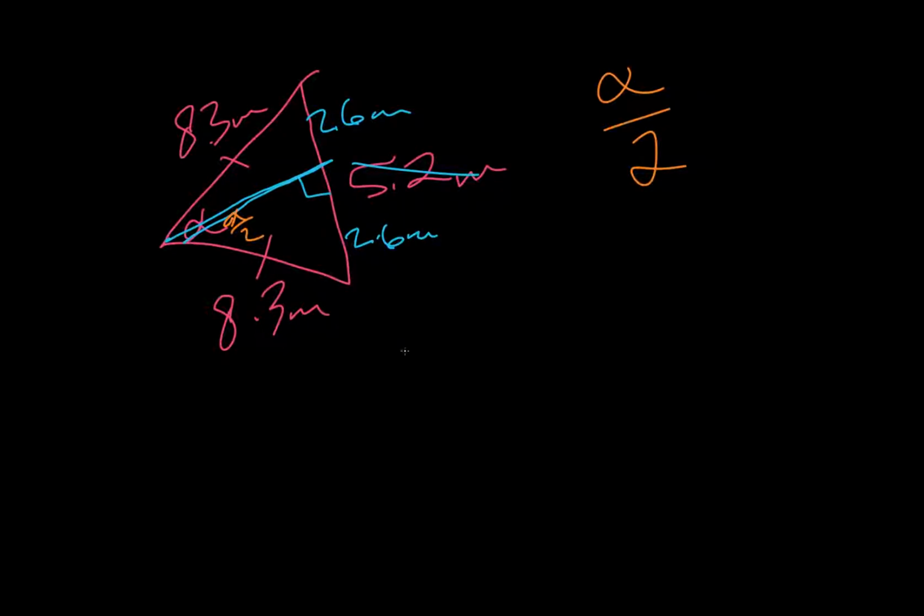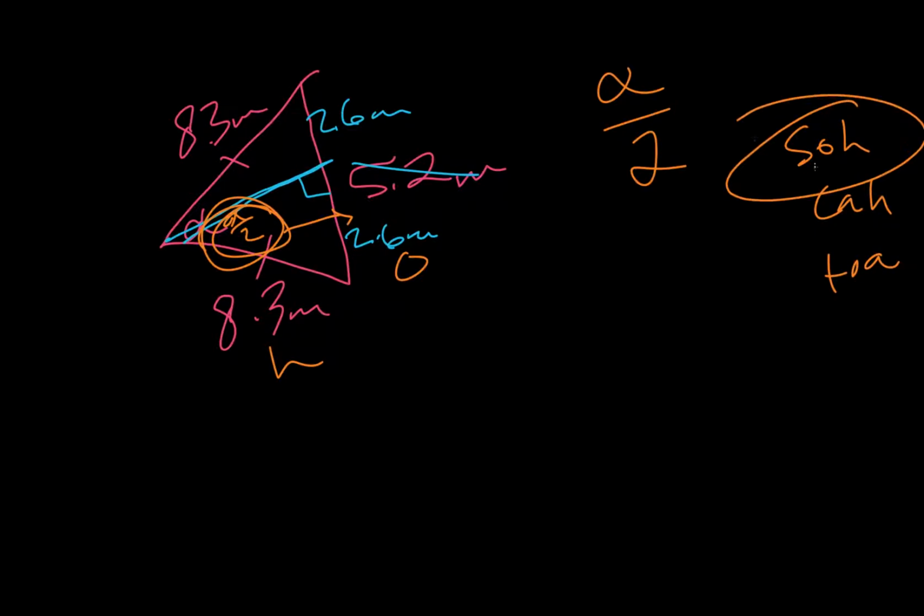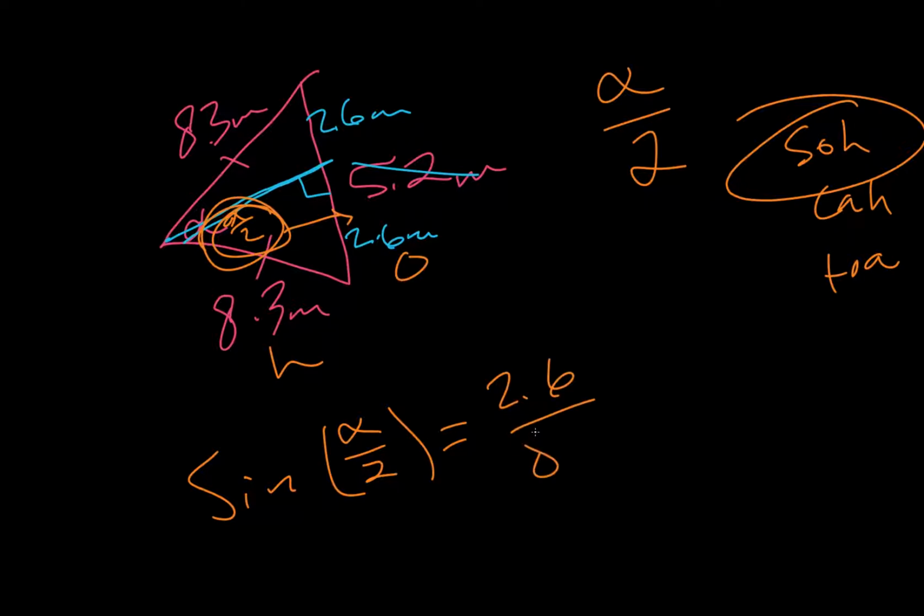And so now we'll work with that. If this is our theta, we have the opposite side, and we have the hypotenuse. If we look at SOHCAHTOA, that's a sine with the opposite and the hypotenuse. So we will say sine of alpha over 2 equals the opposite, which is 2.6, over the hypotenuse, which is 8.3.